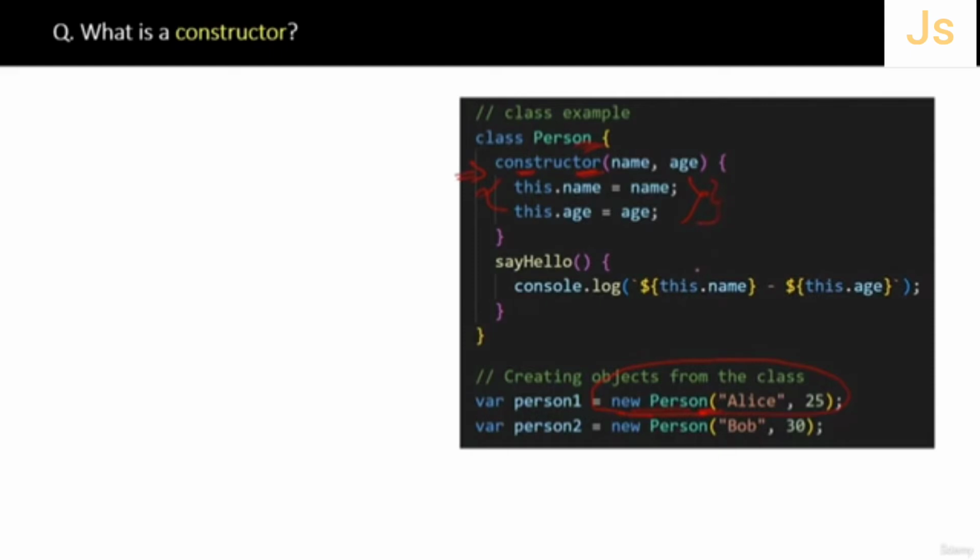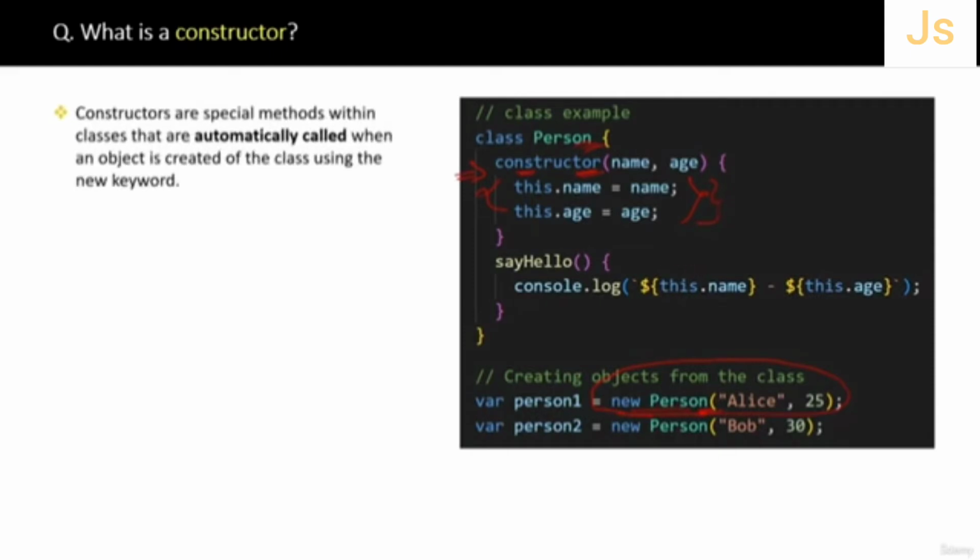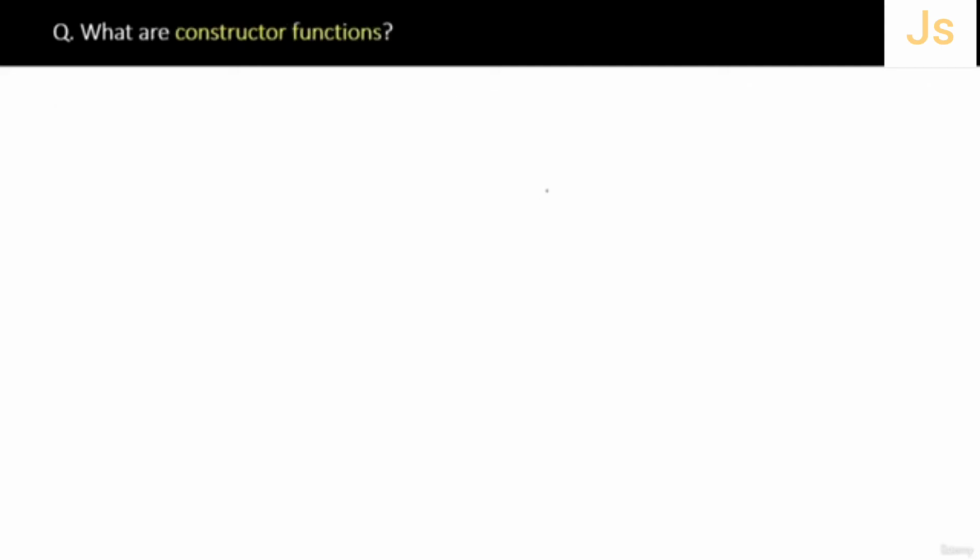Finally, the definition is constructors are special methods within the class that are automatically called when an object is created of the class using the new keyword. That's it.